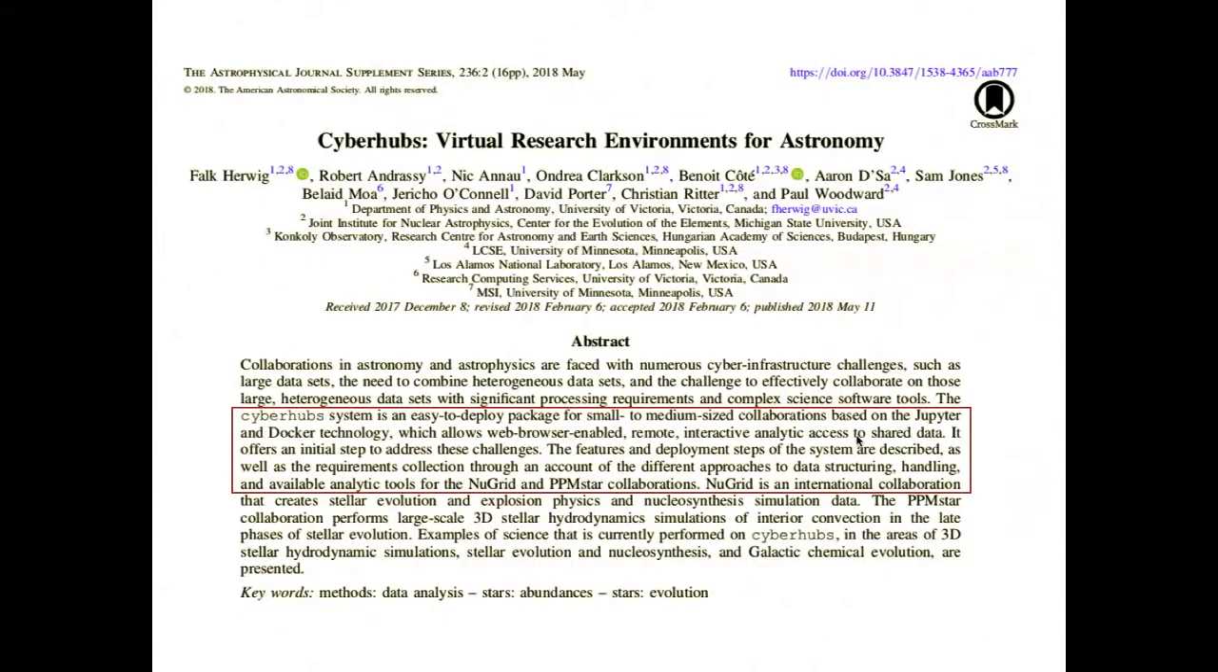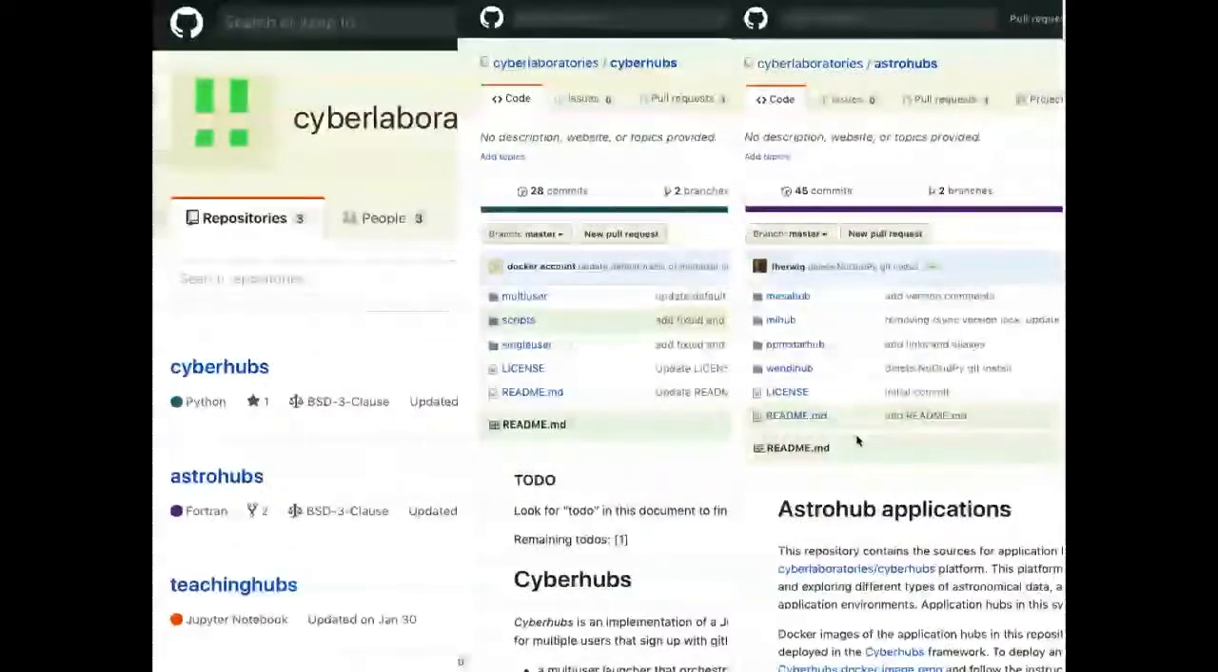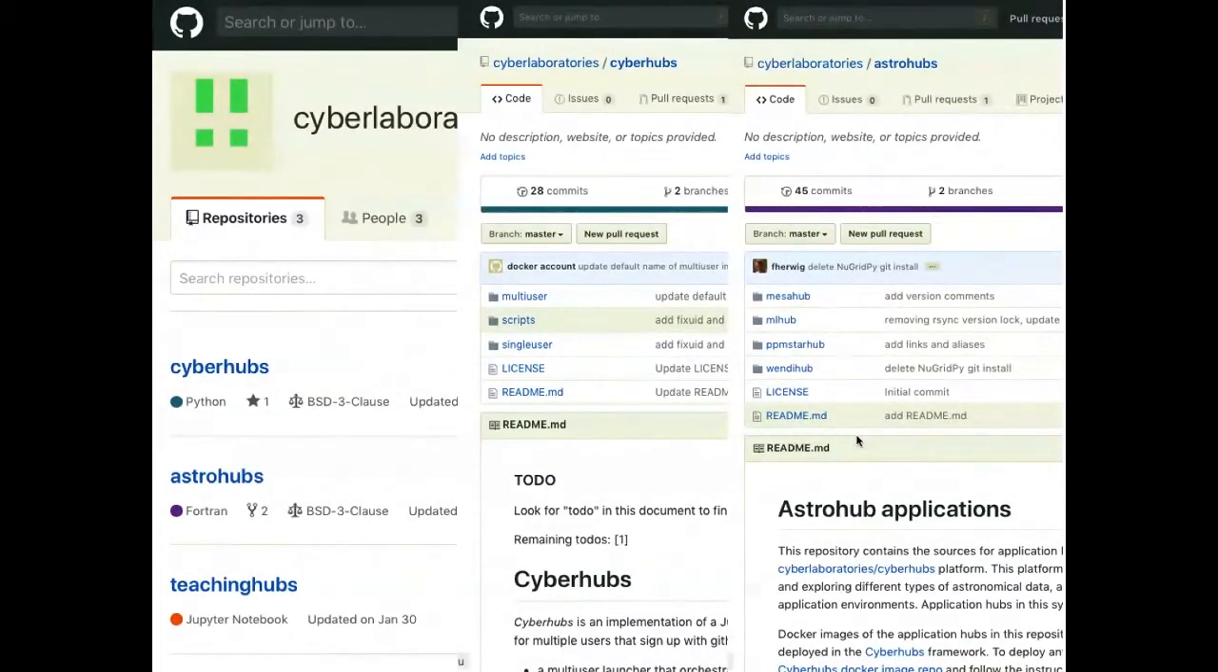We have used this for several years now, for 2 years, constantly to share data with our nuclear astrophysics colleagues, and we're also now starting to use it to share our PPMs, our hydro data. It is a system that is fully available on GitHub in our Cyber Laboratories repository.